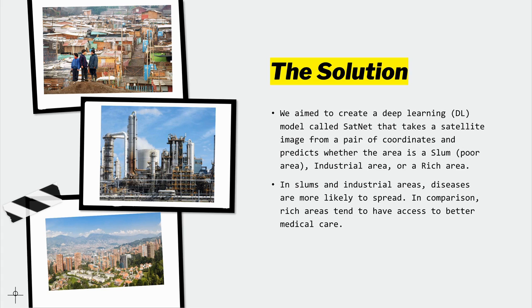In comparison, rich areas tend to have access to better medical care. So knowing which areas are richer and which are more like slums or more industrial areas is really useful in tracking the spread of diseases.